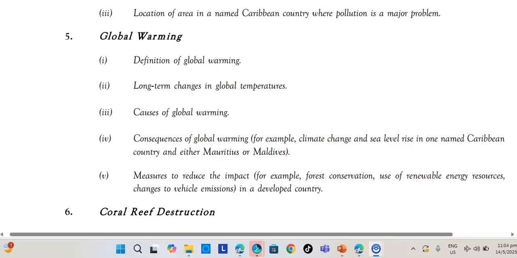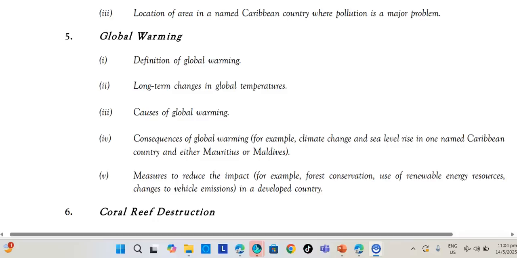Measures to reduce the impact of global warming in the Caribbean and globally: forest conservation, protect trees that absorb carbon dioxide; use renewable energy like solar, wind, and hydropower instead of oil or gas; educate people about saving energy and recycling; coastal protection, build seawalls or restore mangroves to stop erosion.